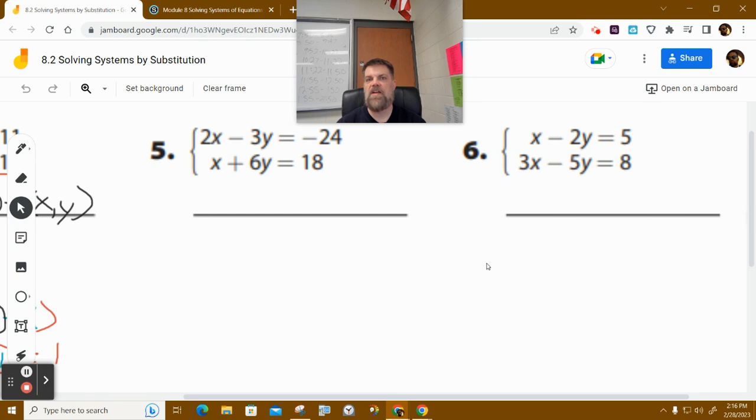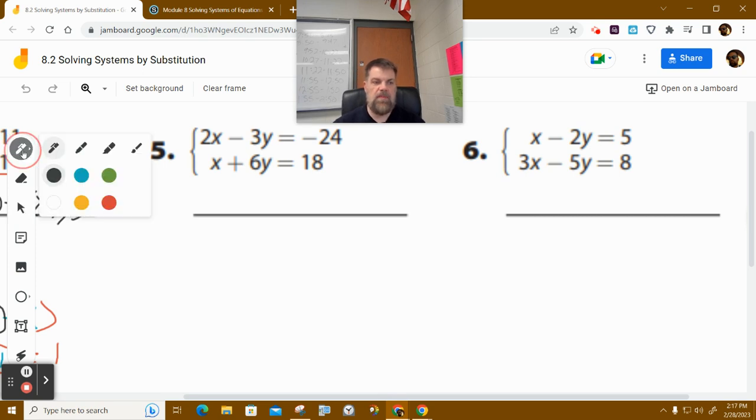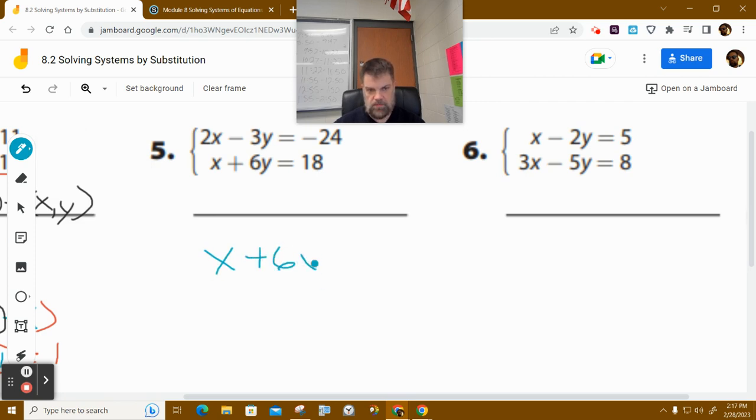Someone else raise your hand if you know which variable we should solve for. Yes, you. X. Why do you think that they said X? Well, because X is already by itself. So let's do that. And remember, when I call on you guys, I don't want anybody to say any names. So raise your hand and I will point to you. But if I take the second equation, it's pretty easy.